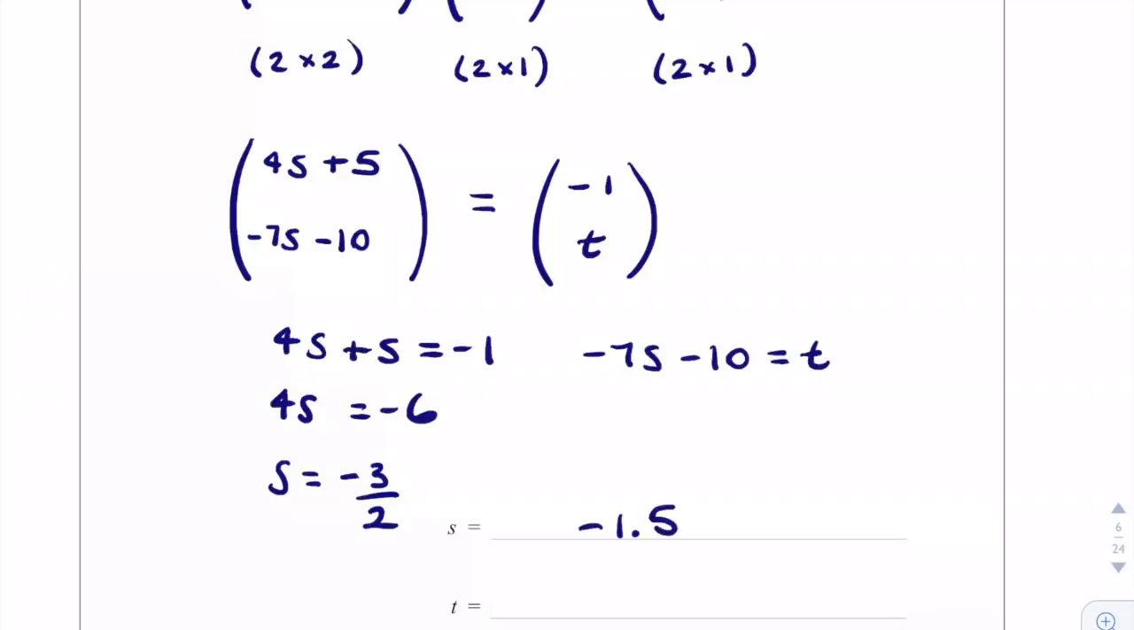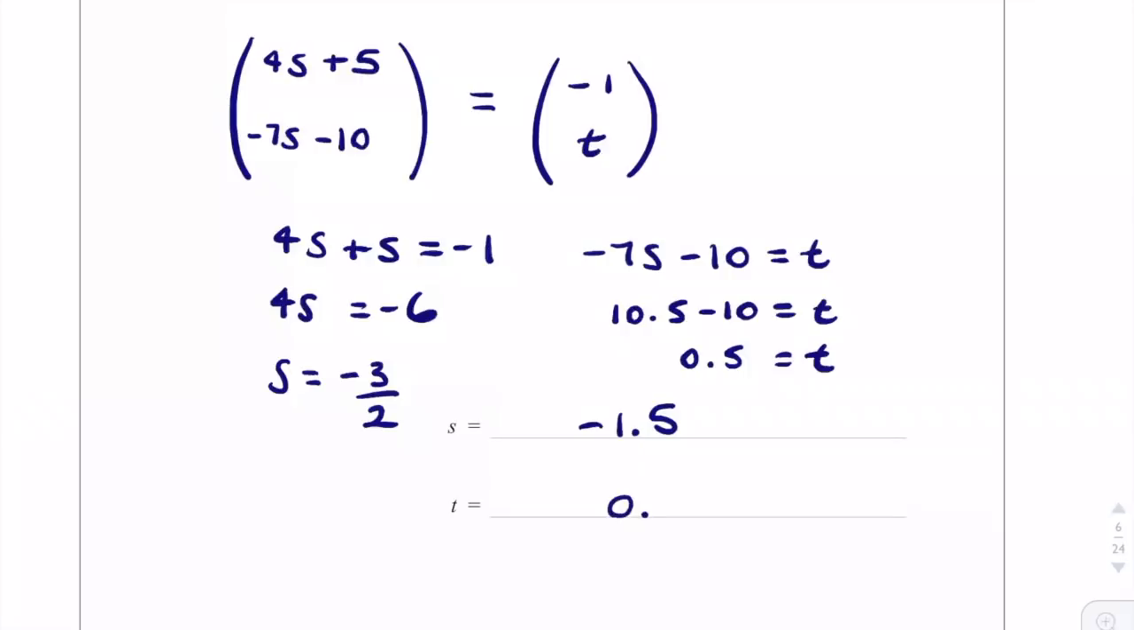And now we need to work out t. Well, we can work out t by substituting s into the second equation. So we're going to get -7 multiplied by -3 over 2. Well, -7 times -3 is 21, and 21 divided by 2 is 10.5. So we're actually doing 10.5 minus 10 equals t. So t must be equal to 0.5. And that is our answer for part A.